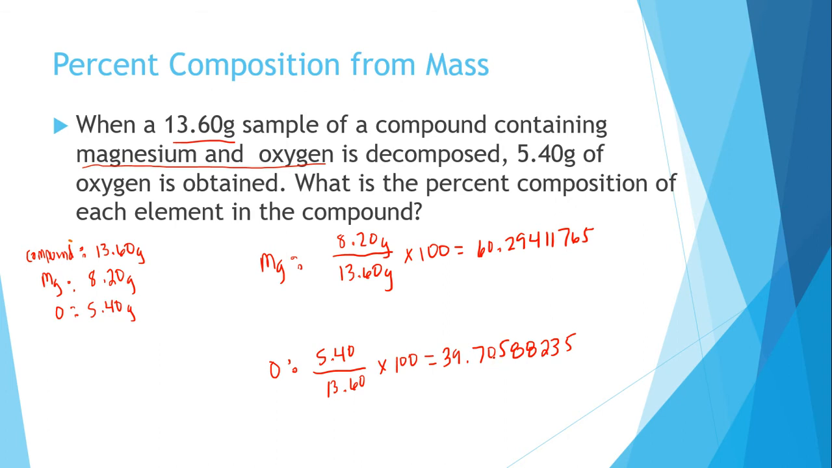However, we have to round to the correct number of sig figs. So here I'm going to look at these numbers. I have 3 and 4, so my answer has to go to 3. So 60.3% of magnesium. When we look at this one, this has 3 sig figs, this has 4, so my answer can only have 3, so I can have 39.7% of oxygen.